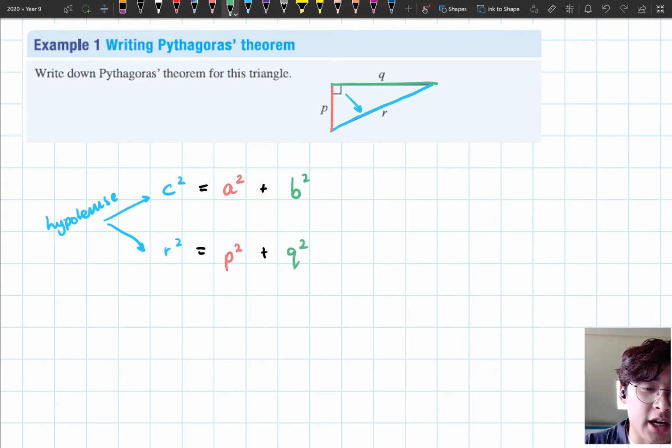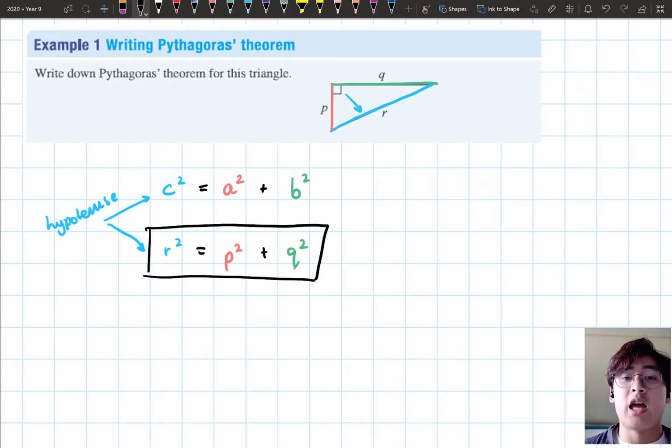So for my right angle triangle here, this is what Pythagoras' theorem tells me. If I square R, that's going to give me P squared plus Q squared. That's all you need to do for this part. When you're writing Pythagoras' theorem for a certain triangle, you need to identify what's the hypotenuse. Where's the longest side? It's directly opposite the right angle at any given time. And then I square that, and that's going to be equal to the square of the 2 shorter sides added together. Okay, so that's this first example, and that's in your booklet that you would have received.